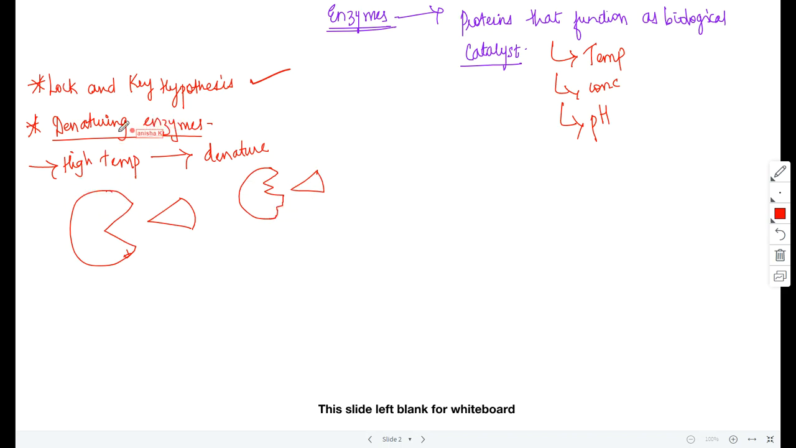You understood what is denaturing of enzymes? This is just an overall view of denaturing enzymes. I've written it down. Done?